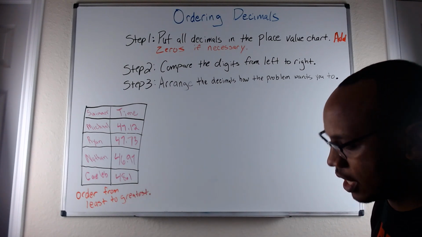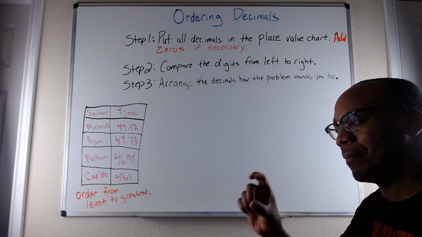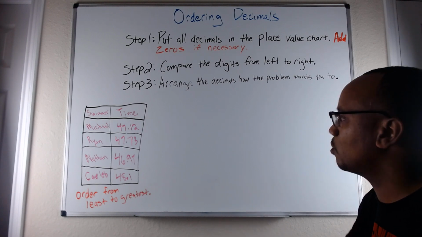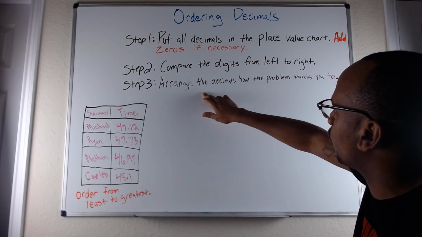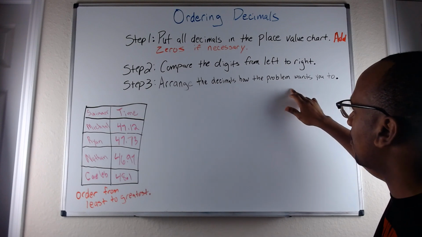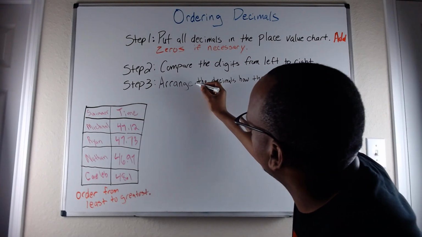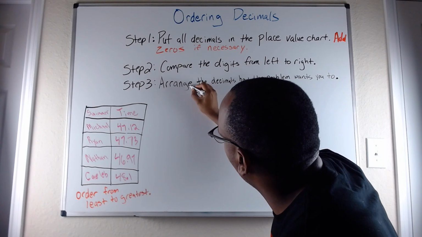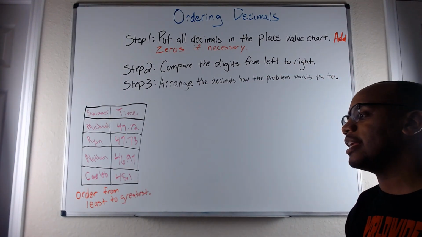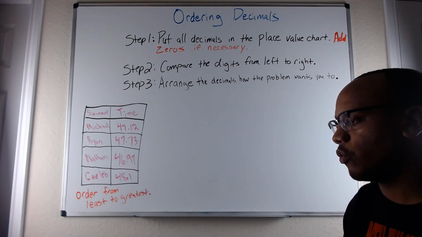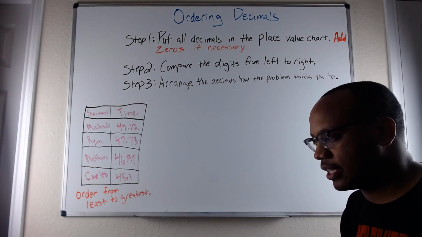Now, in step three, instead of using the comparison symbols to compare the decimals, I'm going to arrange the decimals how the problem wants you to arrange them. Your problem will let you know how to arrange them. Arrange them from least to greatest. Arrange them from greatest to least.